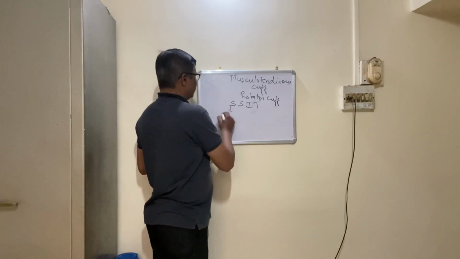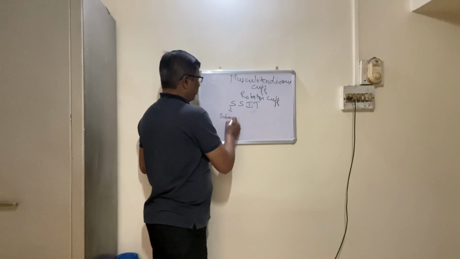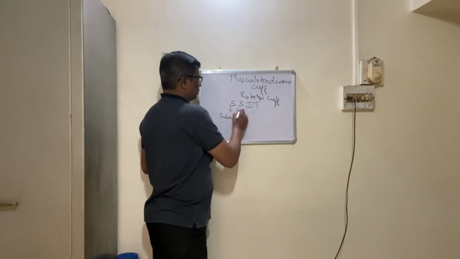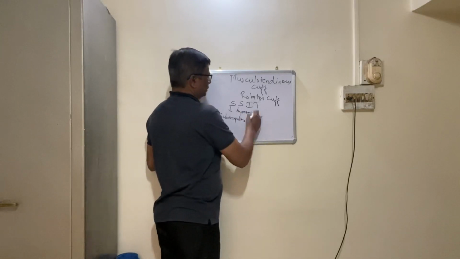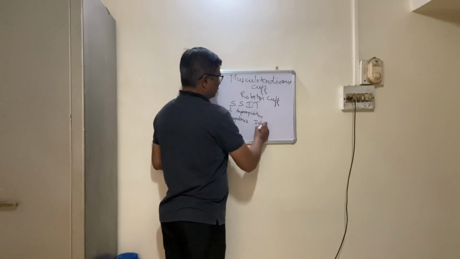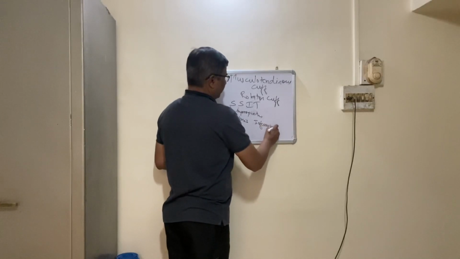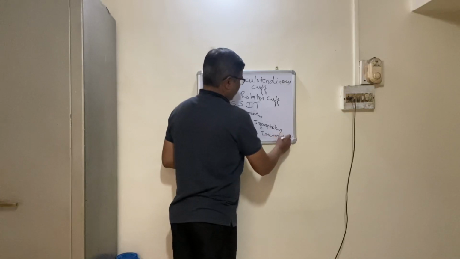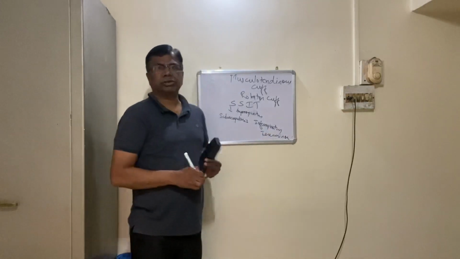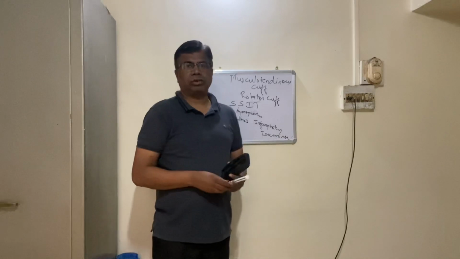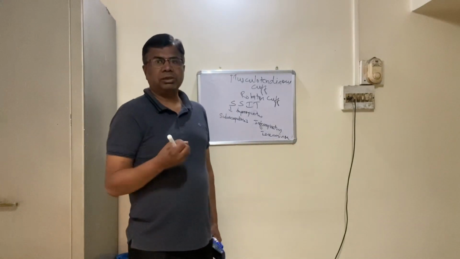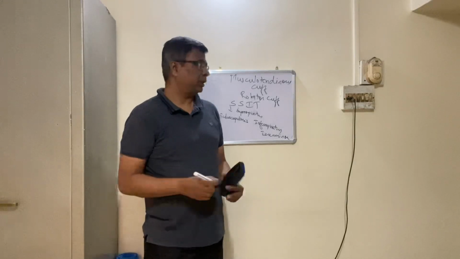The first S is subscapularis. Then you will have supraspinatus. Then you will have infraspinatus. And the T is teres minor. Okay, so these are the four muscles which take part in the formation of the rotator cuff, also called the musculotendinous cuff. Subscapularis, supraspinatus, infraspinatus, teres minor.